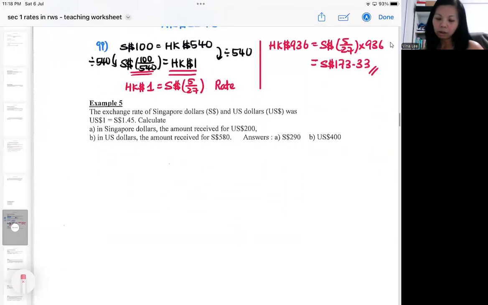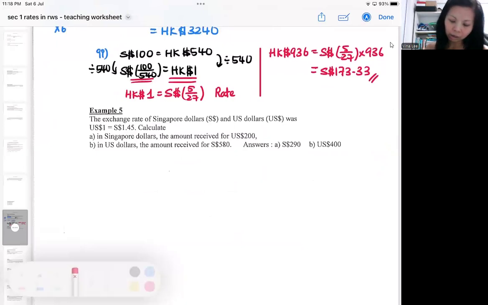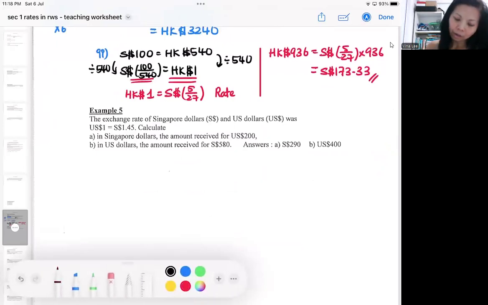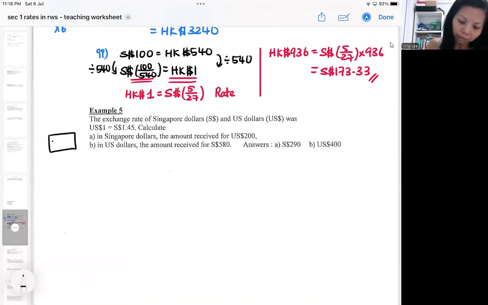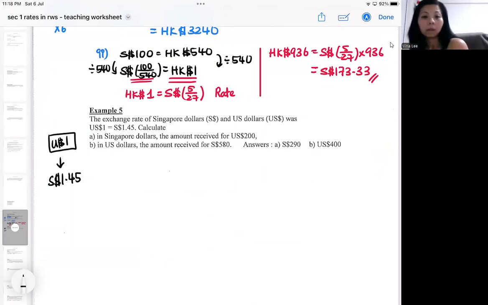The next one is the same idea. Every US dollar can be changed into $1.45 Singapore. That means if you have one US dollar, that's equivalent to $1.45, our local money, Singapore dollar.